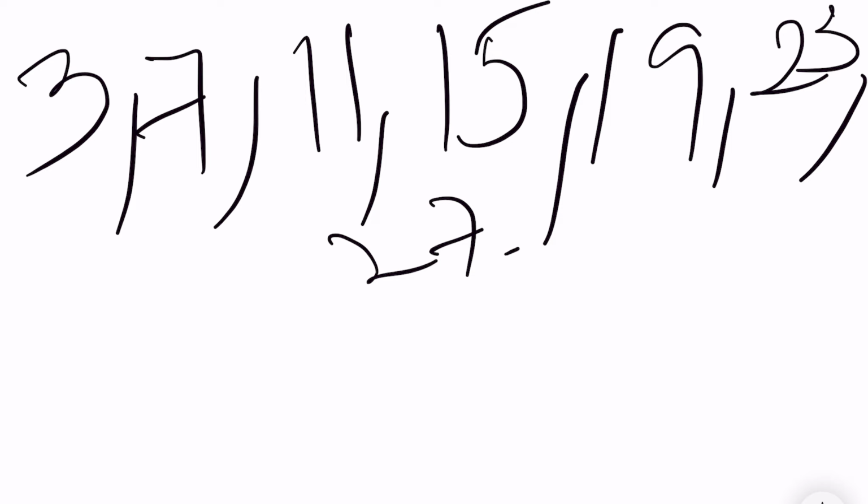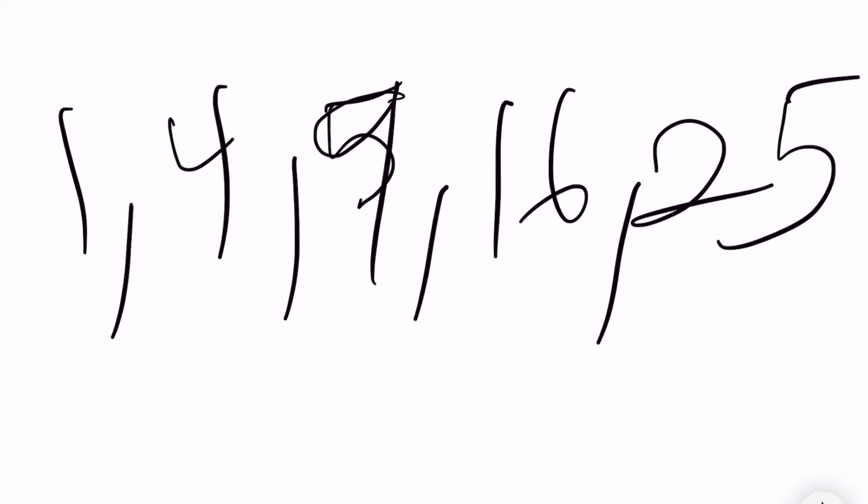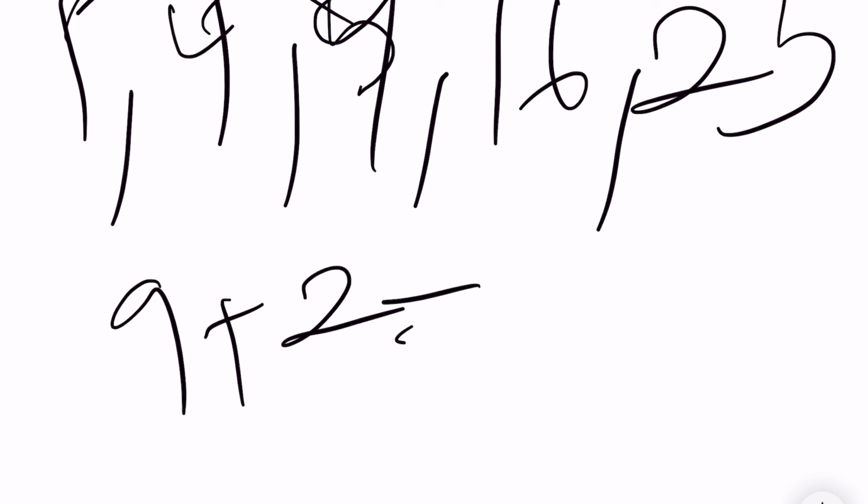Now, for 1, 4, 9, 16, and 25. The difference between these is 3, then 5, then 7, then 9. So we can see that the difference is increasing by 2. So definitely the next difference will be 9 plus 2, which is 11.